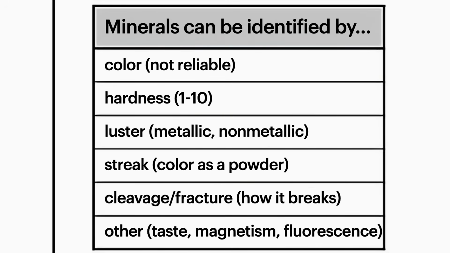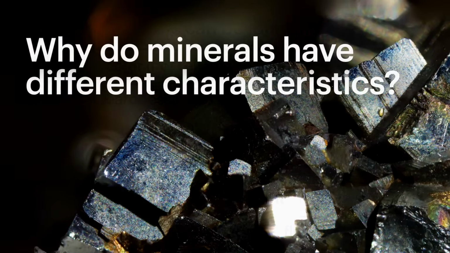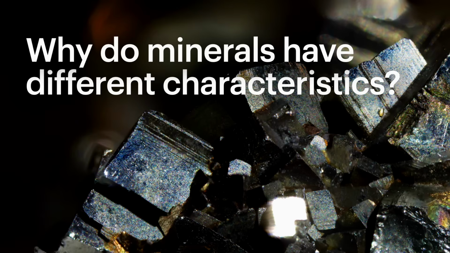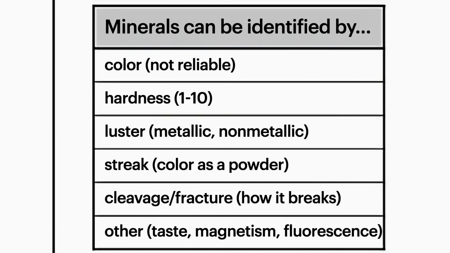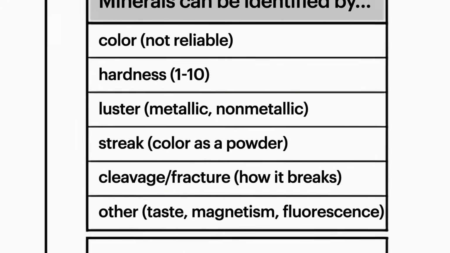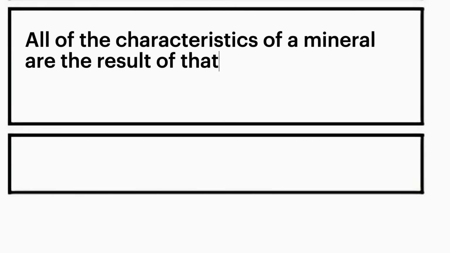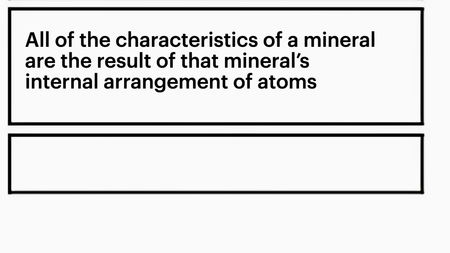Now, you might be wondering, well, why do the minerals have different characteristics? Why is it that fluorite glows under a black light? Why is it that galena cleaves into small cubes? Well, it turns out, and we're going to go down further on our flowchart here, that all of the characteristics of a mineral are the result of that mineral's internal arrangement of atoms.